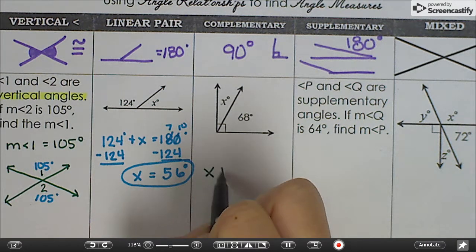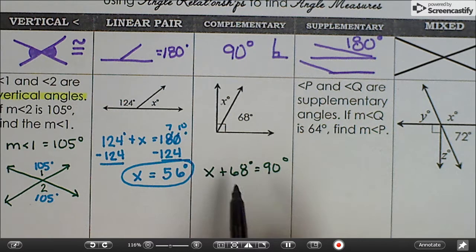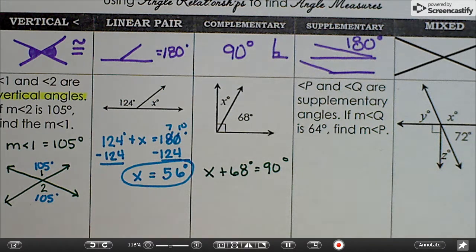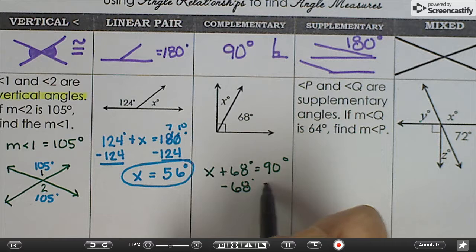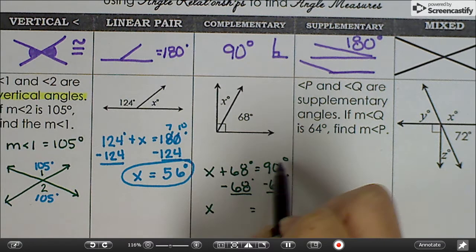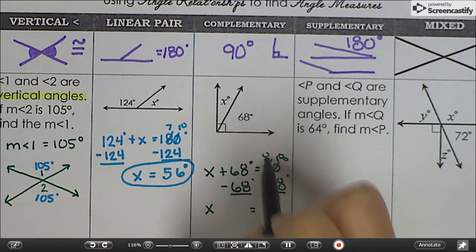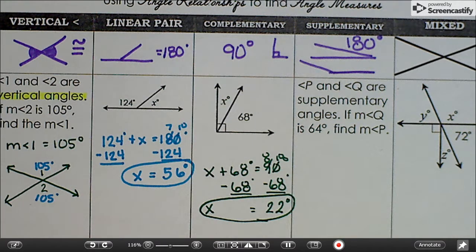We would write x plus 68 equals 90 degrees. You could also write 68 plus x equals 90 degrees. It's the same thing. And then we would solve for x. This is just using algebra at this point. So x is 22 degrees.